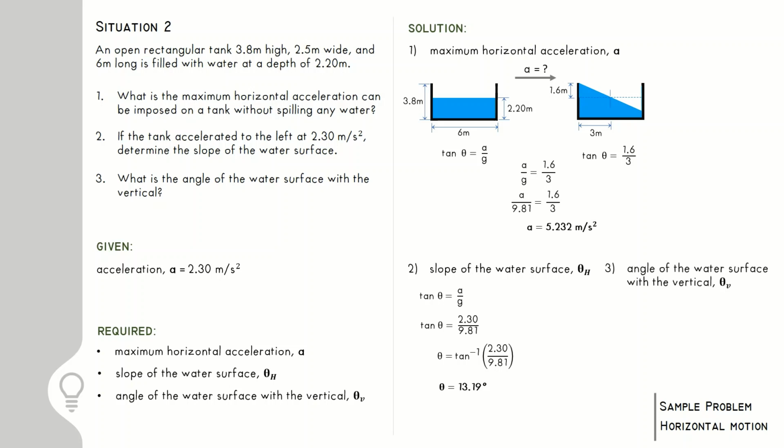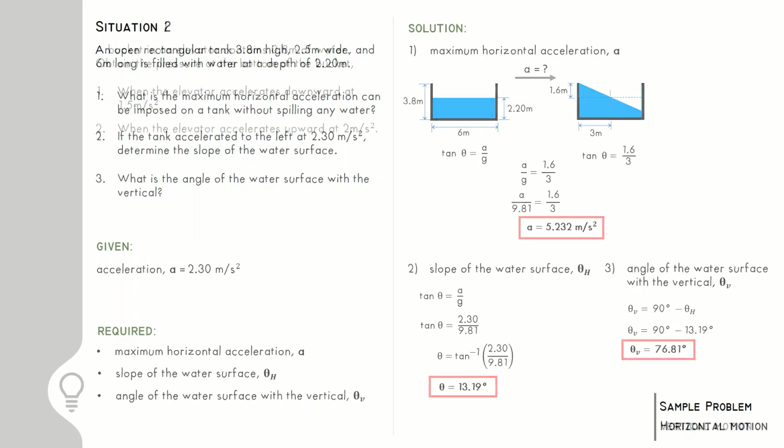Lastly, the angle of the water surface with the vertical. Same solution as what we did earlier, 90 degrees minus the angle with the horizontal, 13.19, is equal to 76.81 degrees. And these are the final answers in situation number 2.